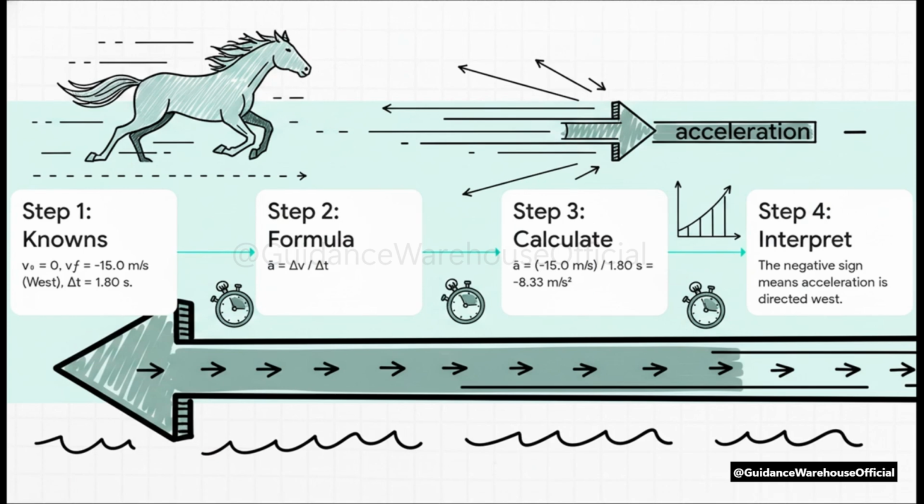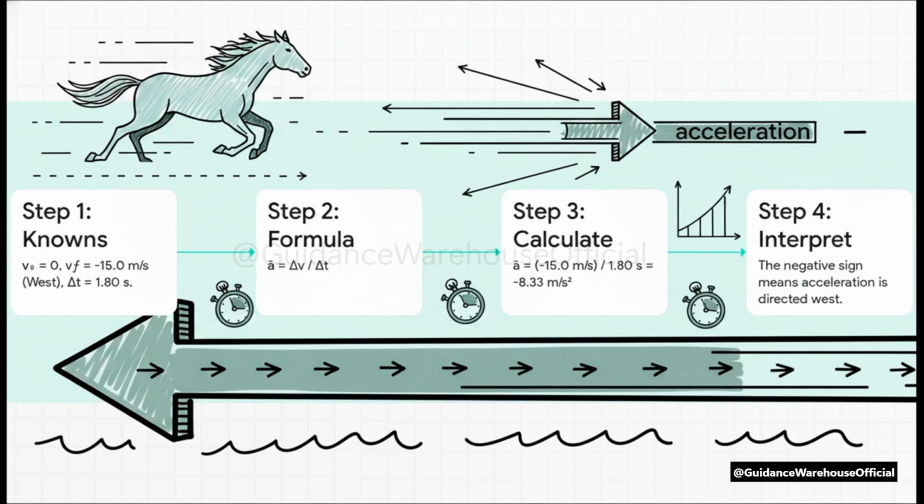Well, the horse starts from rest, so its initial velocity, v0, is 0. Easy enough. It hits a final velocity of 15 meters per second, but notice it's west. In physics, we need to define our directions, so let's call west the negative direction. That makes our final velocity, vf, negative 15.0 meters per second. And all this happens in just 1.80 seconds.